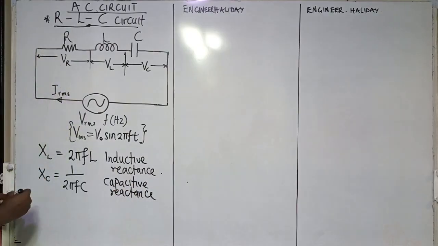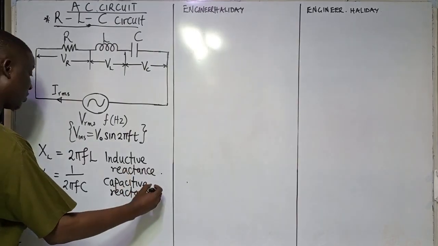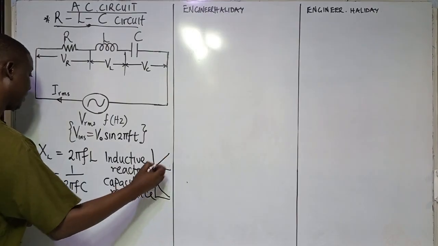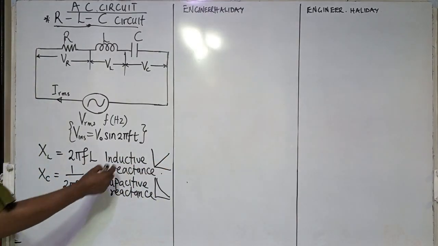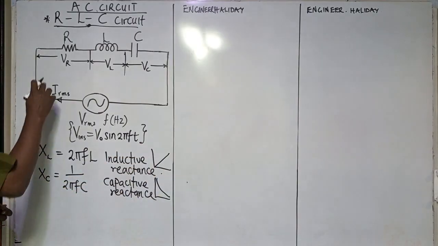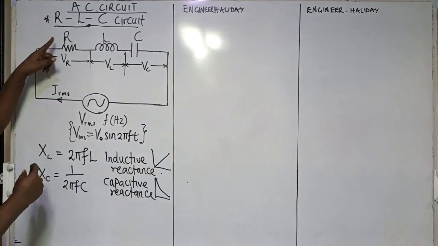what we are going to have is an inverse graph. A graph that looks like this, while the XL against frequency graph looks like this.